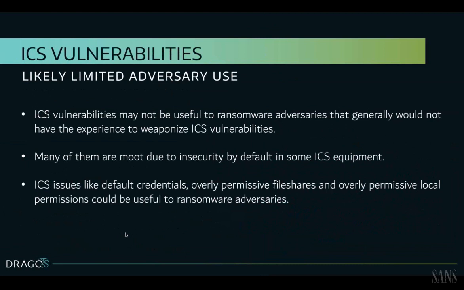So if an adversary is able to access a specific device or network, a vulnerability might not even matter if the device itself is insecure by design. But what is more of an issue is ICS security problems like default credentials, for instance, overly permissive file shares, allowing people to have access to equipment, services, etc., that they don't necessarily need, and certainly overly permissive local permissions. These types of things could be more useful to ransomware adversaries or your more traditional commodity malware adversaries.